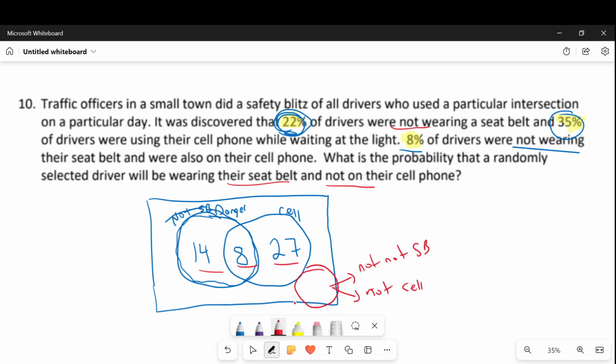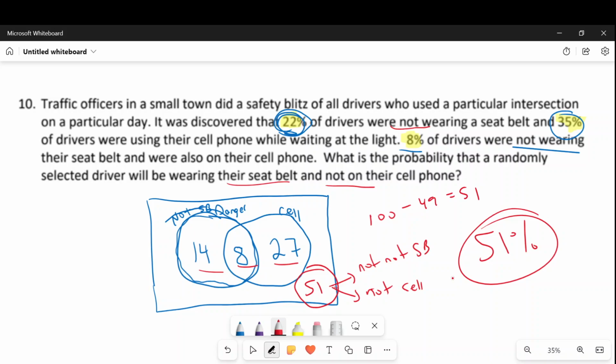Well, we know that there's 100 people total because we turned percent into the number out of 100. And if I add up what I've already looked at, I've already looked at 49 people, so there must be 51 people unaccounted for, which means that 51% of people are wearing their seatbelt and not on their cell phone. Okay, I hope that's helpful. Thanks.